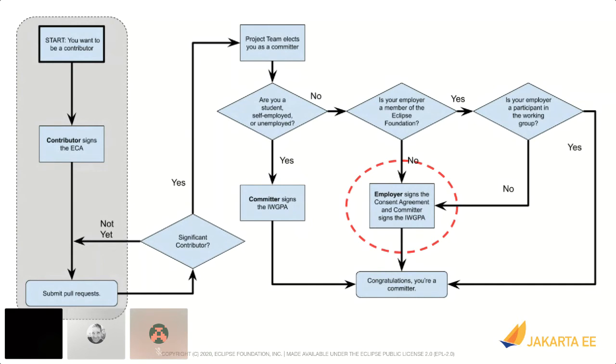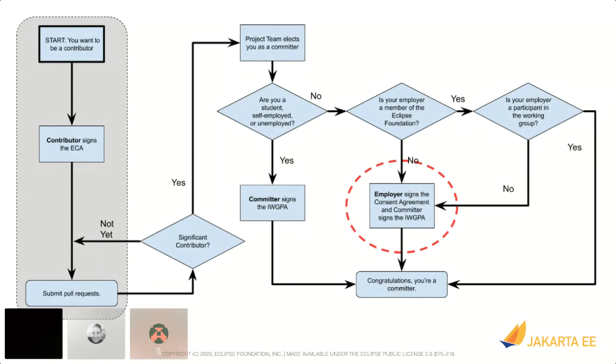Anyway, so once you become a committer, what I'm showing on the screen right now is a decision process. If you are a student, you're unemployed or you're self-employed, we have an individual working group participation agreement. You sign that. That gives you basically all the legal clearances and assurances. This is a legal agreement between you and the Eclipse Foundation that sets you up to be a committer, good to go. If your employer is a member of the Eclipse Foundation and is a member of the working group, in this case, the Jakarta EE working group, then you're basically good to go and you can be a committer.